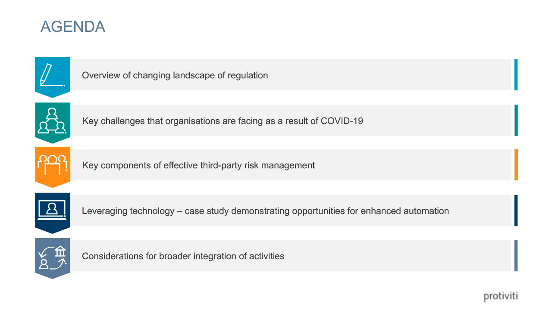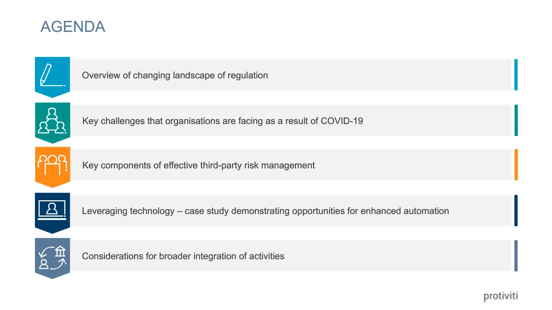Next, we'll move on to some key components of effective third-party risk management, some of the things that we do see organizations doing, but also some of the things that perhaps are less mature within some organizations. And then I'll hand over to Toby, who will take you through some technology enablers. We work with a lot of technologies, and we're seeing quite a trend in the market in terms of the increase of technology to support third-party risk management. And lastly, we just wanted to reflect on some of the broader integration and importance of integration with the broader supply chain and other functions within your organization.